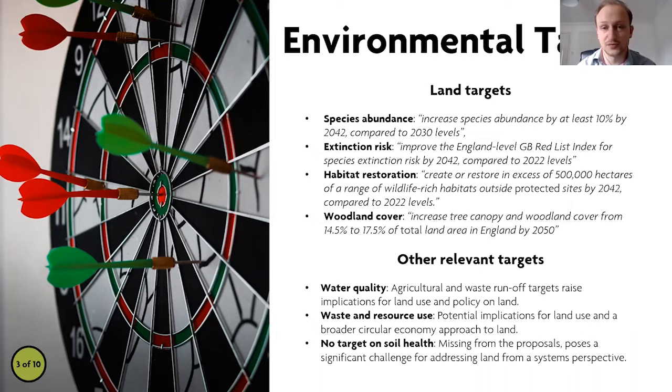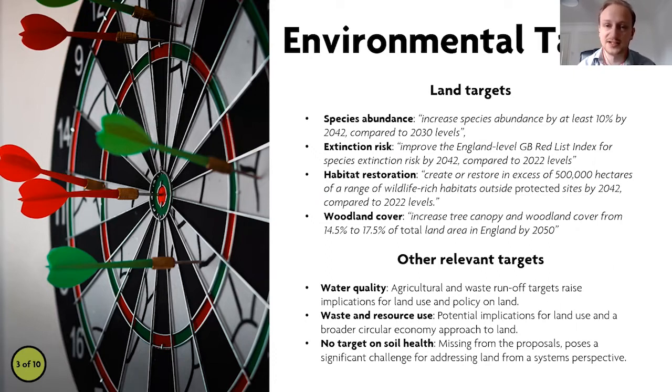There are 4 which are directly affecting the system of land. The first is on species abundance. So this is a nature target, and this is about increasing species abundance. I mean, you can see on the slide, it needs to be increased by at least 10% compared to 2030 levels. Naturally, that's a target that's come under some degree of scrutiny because we don't yet know what the 2030 levels are. And to the extent that the species abundance may and probably will decline between now and 2030, it creates some challenges for that.